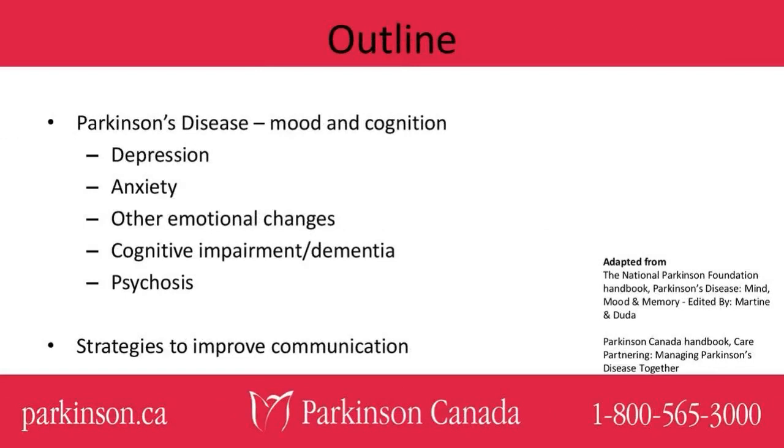I want to start this presentation by talking about what we want to accomplish today. And I want to give an overview on mood and cognition, especially as it applies to Parkinson's disease. And we're going to talk about depression, anxiety, other emotional changes, cognitive impairment and dementia and psychosis, and then strategies on how to work around these issues. I want you to know that this was adapted from the National Parkinson's Foundation Handbook on Mood and Memory, and also from the Parkinson's Canada Handbook. And you could find those two online if you wanted more information.